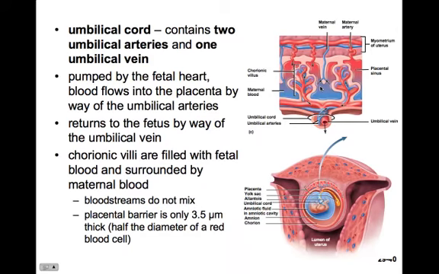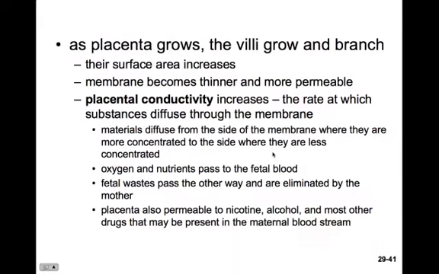So the blood streams do not mix whatsoever, but the barrier is only about 3.5 micrometers thick. That's half the diameter of a red blood cell itself. This short distance allows diffusion of materials between the fetal and maternal blood supply. As the placenta grows, the villi grow and branch, and their surface area increases. The membranes become thinner and more permeable, which increases the placental conductivity as the fetus grows.